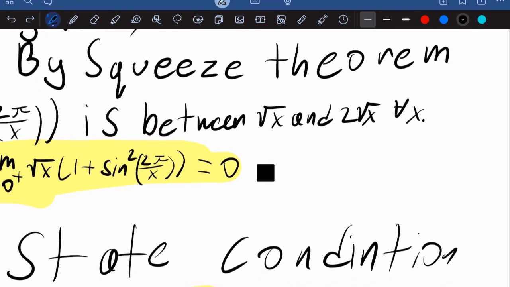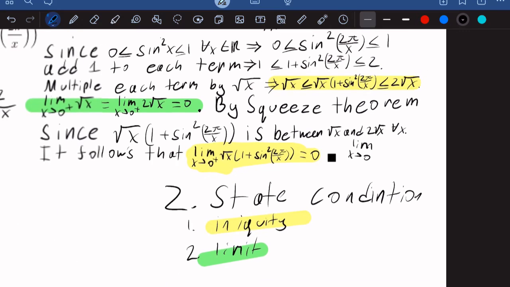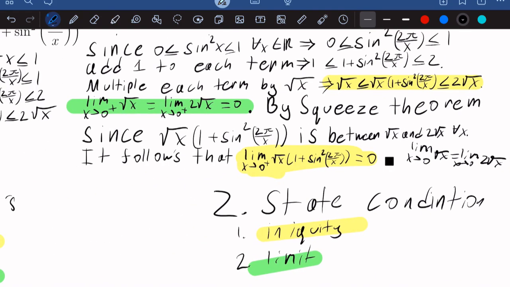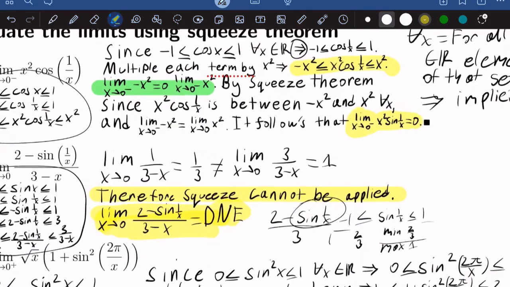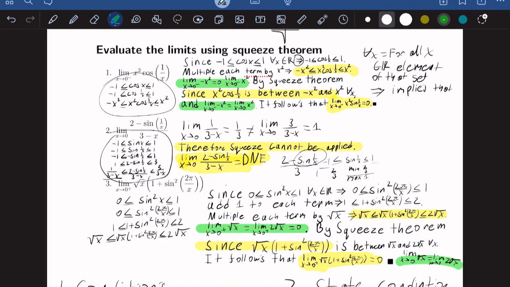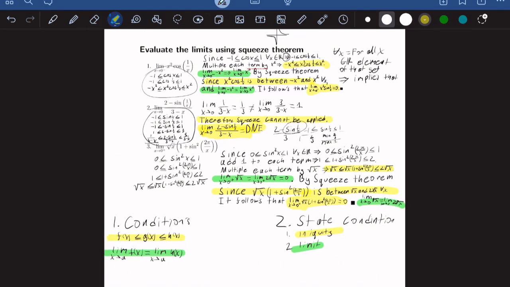This one should say the limit as x approaches 0 of square root of x equals the limit as x approaches 0 of 2 square root x. So let's redo that. This is our yellow. This is our green. And in the top one, this is your yellow. This is your green. And that's all.